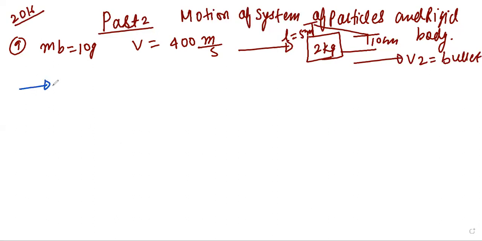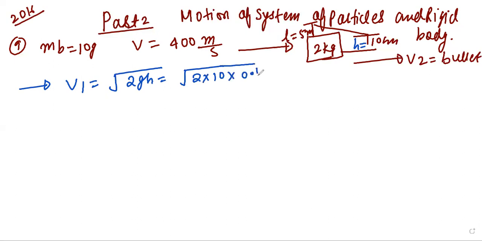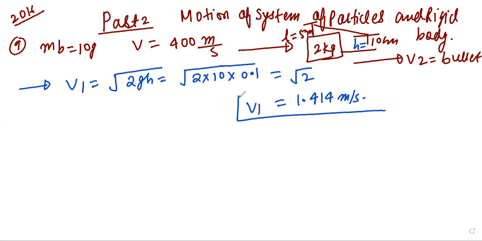So as we know, it is observed that the block rises through the height h, right? So this is your height h, that is 10 centimeters. So velocity is given by free fall, that is v equals root of 2gh. Now put the values: g is 10 and height is 0.1. So it comes out to be root 2, that is equal to 1.414 meter per second. So this is your velocity v1.